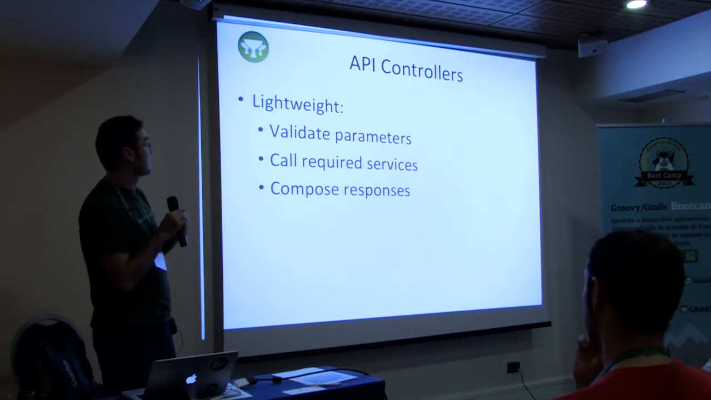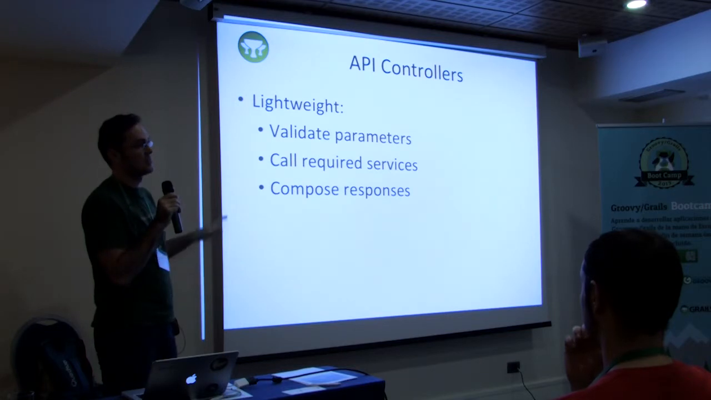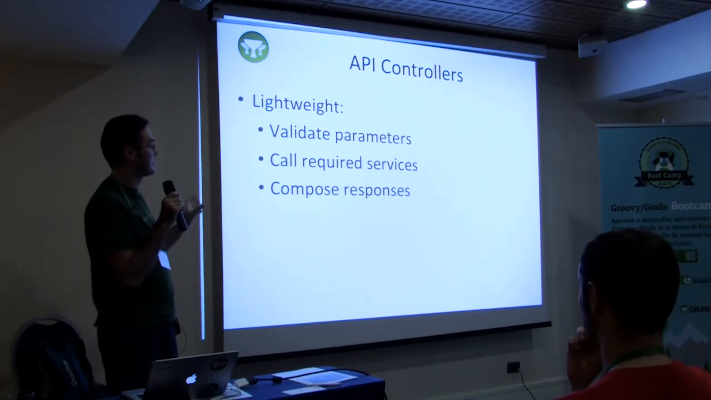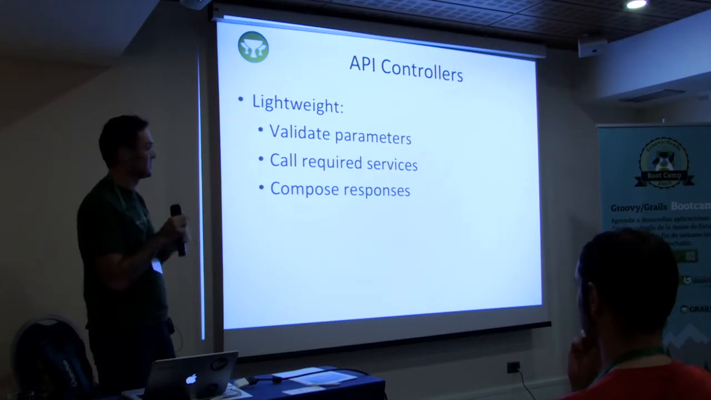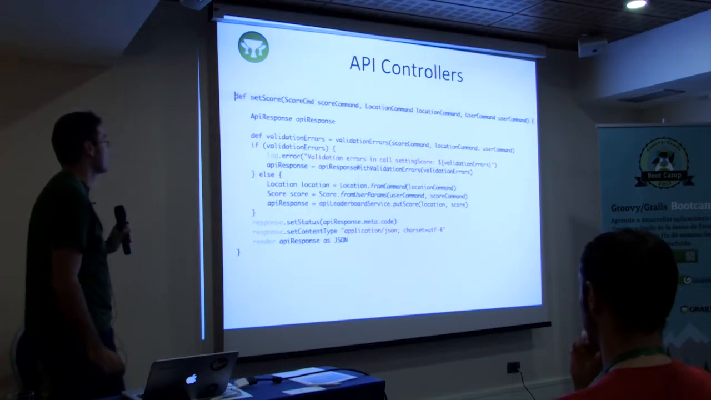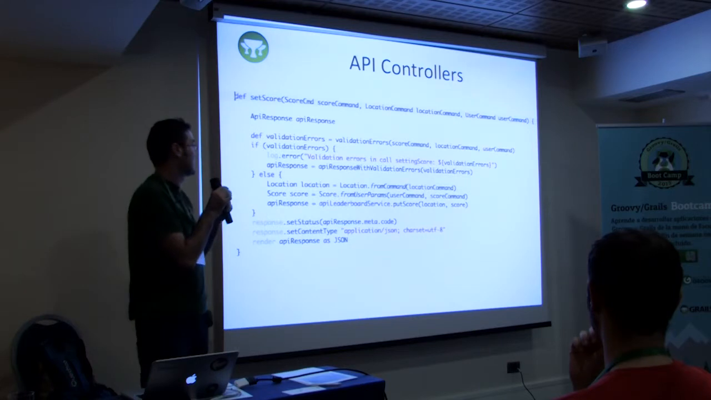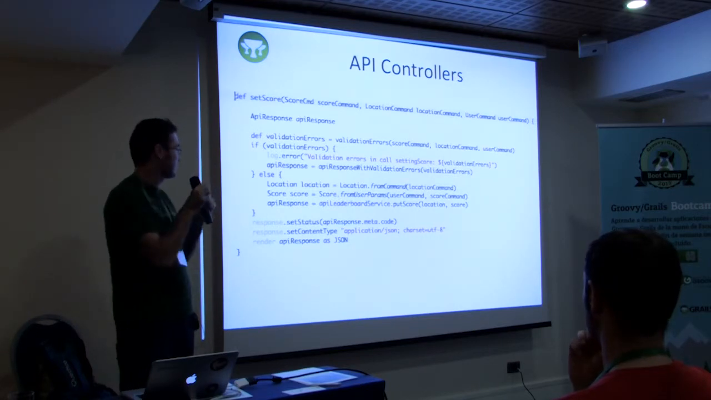So our API controllers, we try to make them as lightweight as possible. They only validate the parameters, call the services, all the business logic is in the services, and compose the responses. This is a simple example. We use a Grails command object, and we validate and we compose.